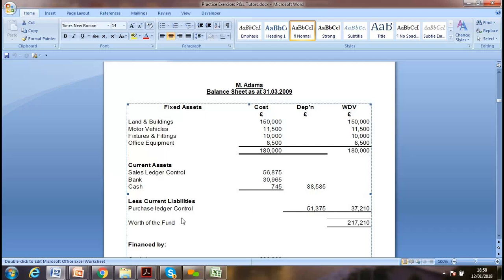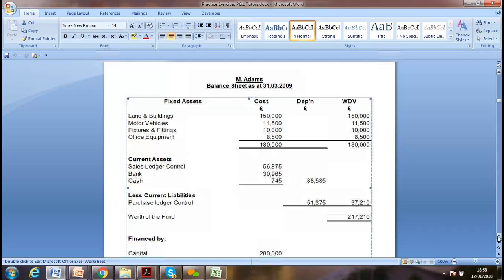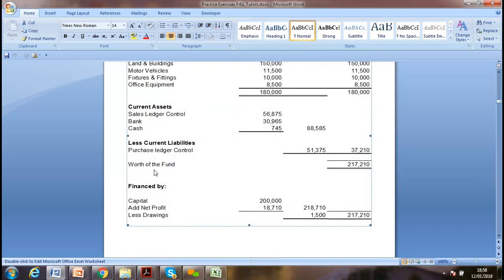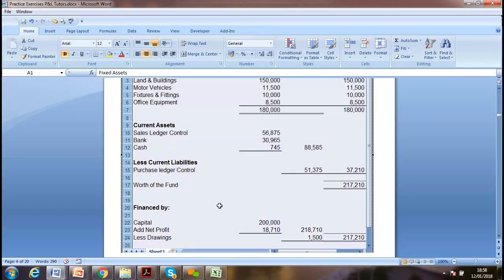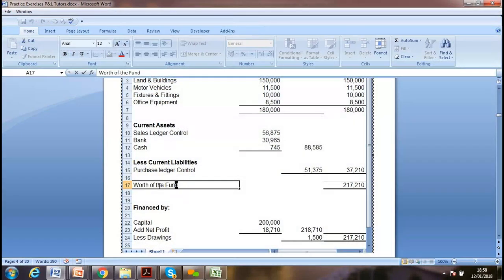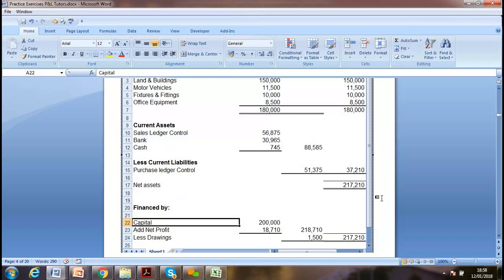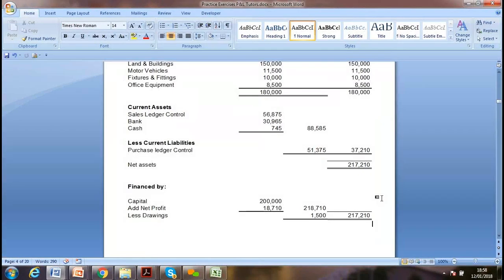Then we take out all the liability. Then we have net asset. We can call them net asset. Our net asset should be equal to our capital. We have a capital, we have a profit of the year. How much profit we earn, add it under. We have drawings, which means we draw money for personal use.